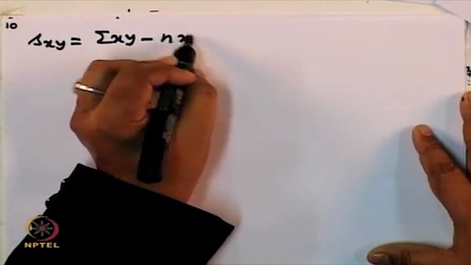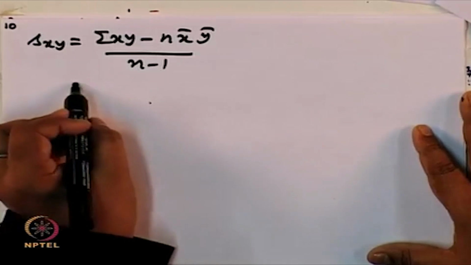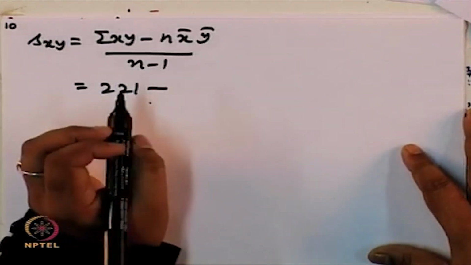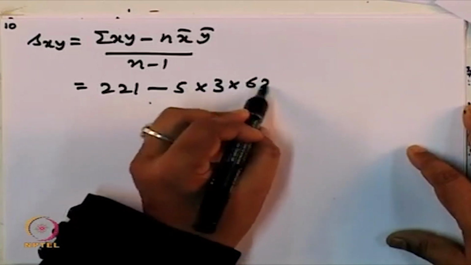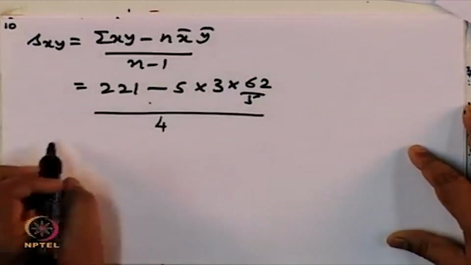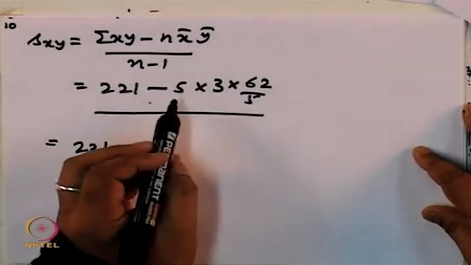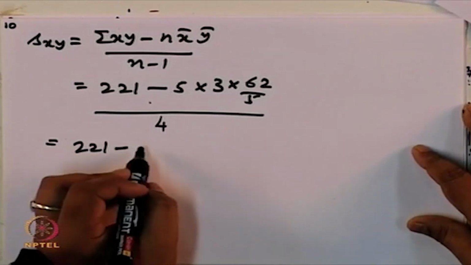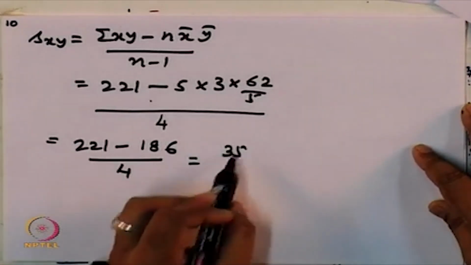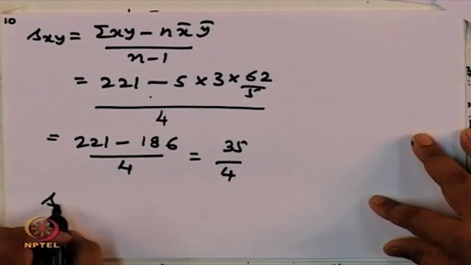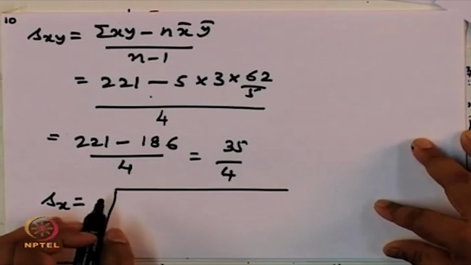So, I can find out the expression for s x y. s x y is equal to summation x y minus n x bar y bar, by n minus 1. So, summation x y is 221 minus n is 5, x bar is 3 into y bar is 62 by 5, whole divided by n minus 1, which is 4. That is 221 minus 62 into 3, 186, by 4, so 35 by 4.